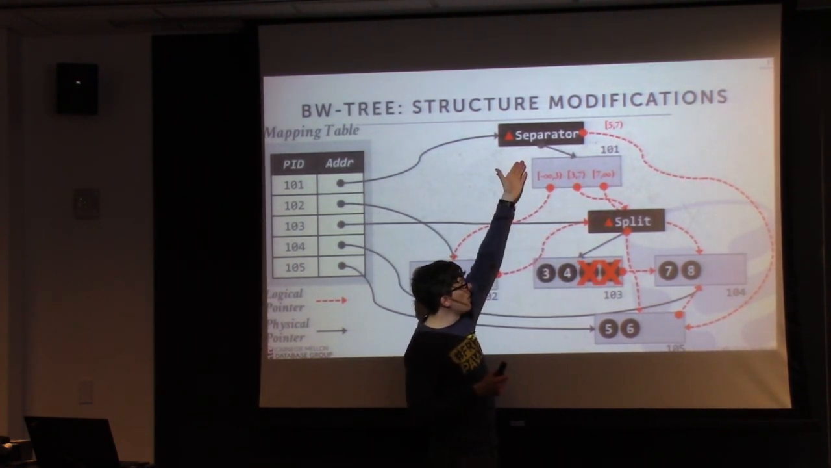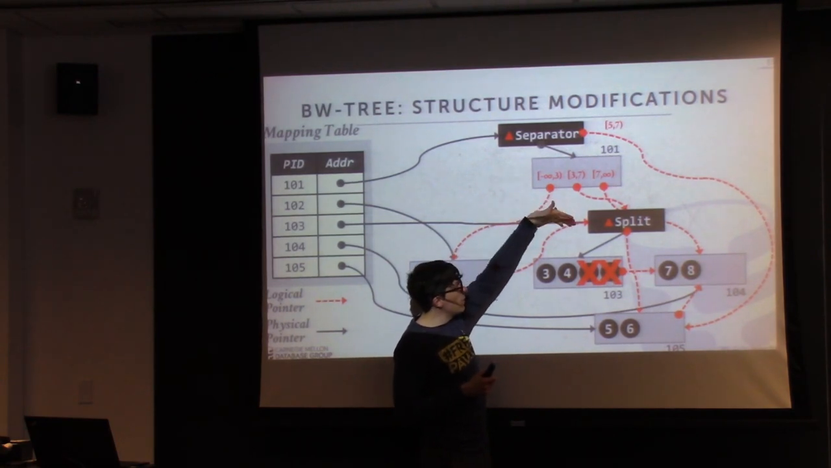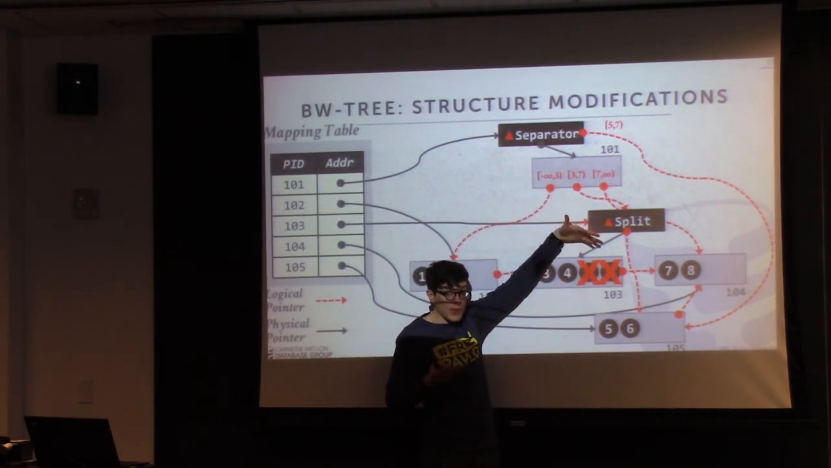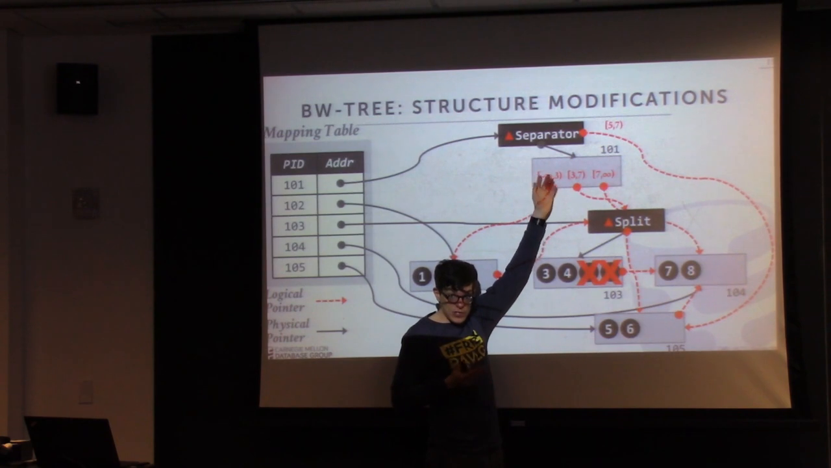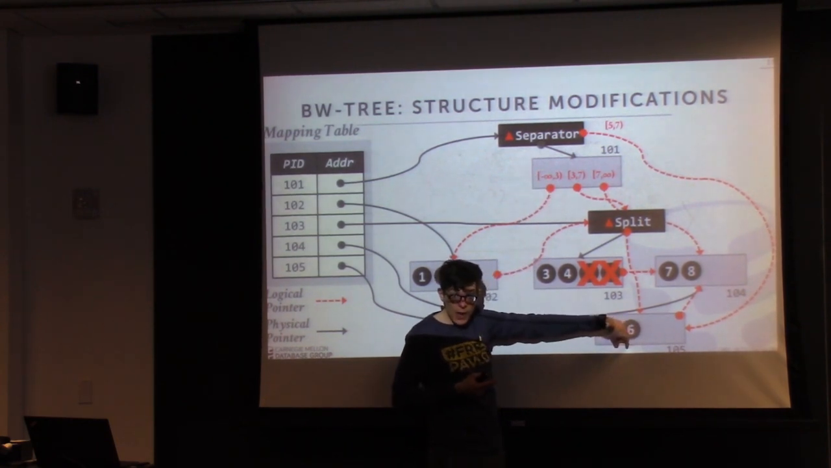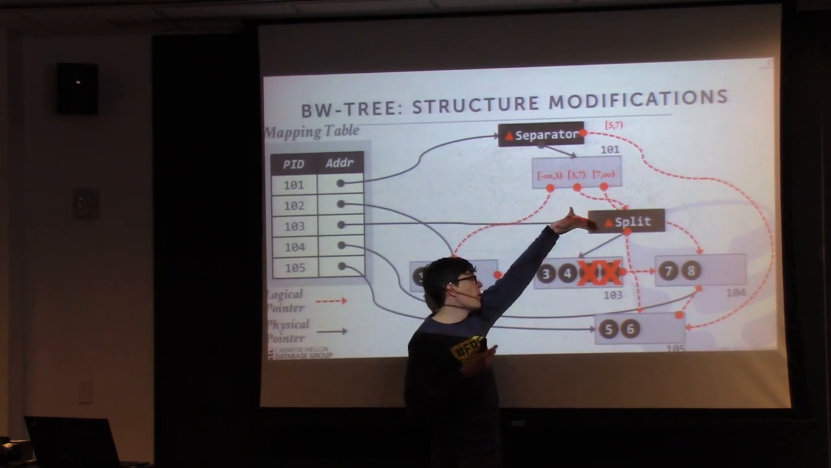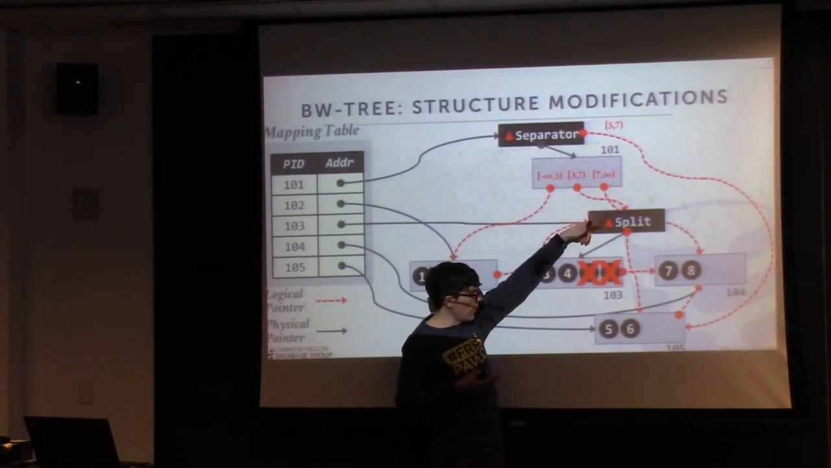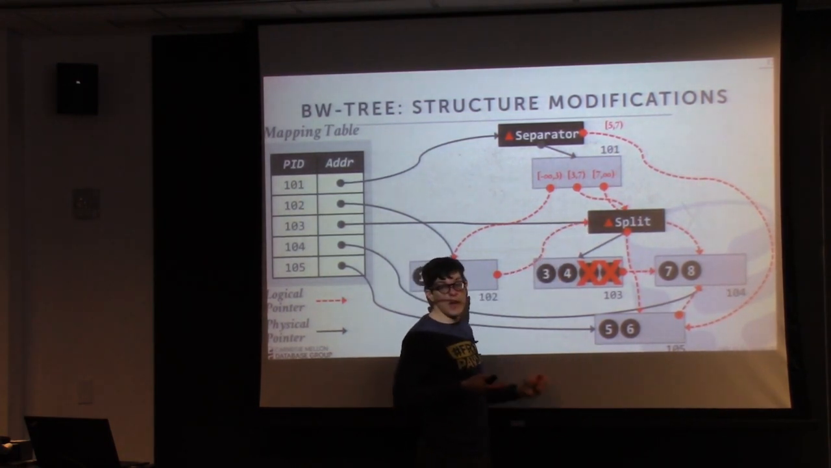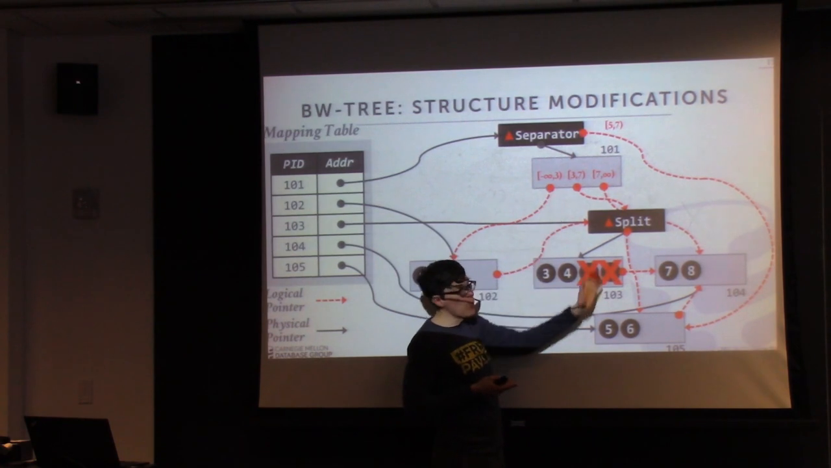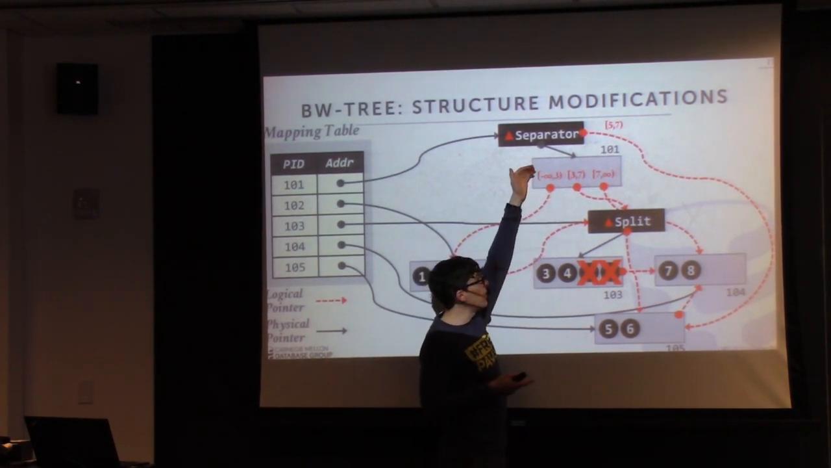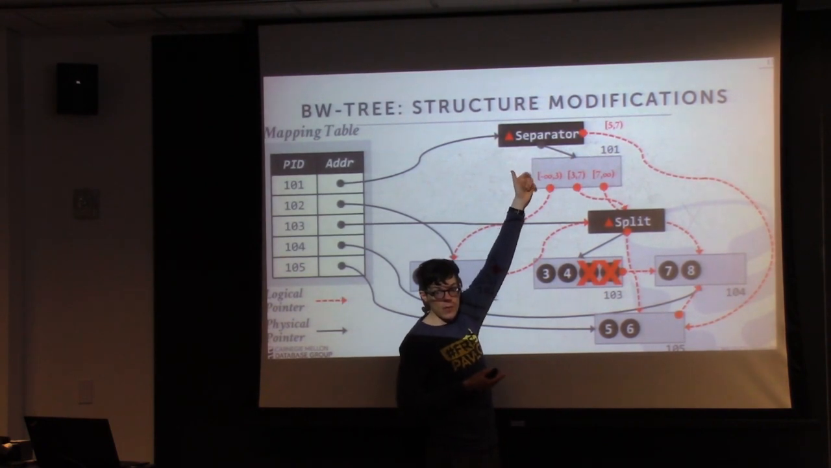Now, in the case of the separator, you could do this. You don't have to do the separator. Right, it's just providing you a shortcut to get to the bottom. So what you could do is, I forget how exactly we do this. You could have the thread that successfully installed the split then come back and do another traversal because you can't go back up. Come back and do the traversal and say, well, I know that I did a split before, so let me try to install my separator, right?